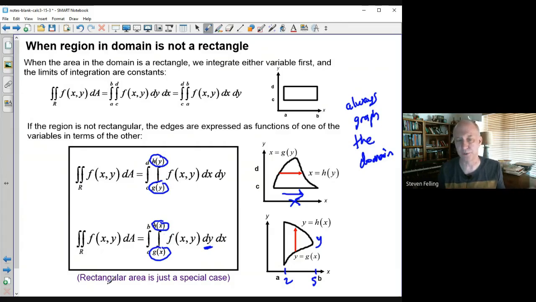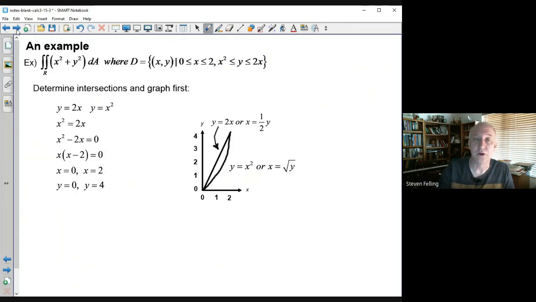And you can just see that the rectangular area is just a special case of that, where the inner functions here are just numbers instead of functions. So they're constant functions. The outer integral will typically always have numerical limits of integration, but the limits of integration for the inner integral will typically be functions. All right, so here's an example.